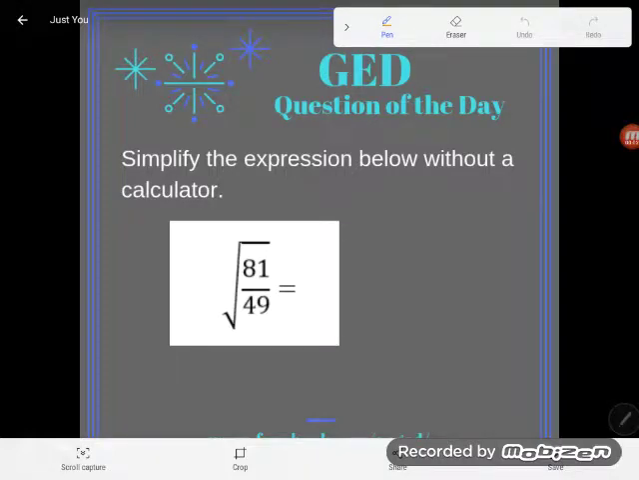Hey GED students, it's GED question of the day time, and today we've been asked to simplify the expression below without a calculator. And I have to say that the absolute most important thing about this problem is don't panic. I'm not even teasing you, seriously.